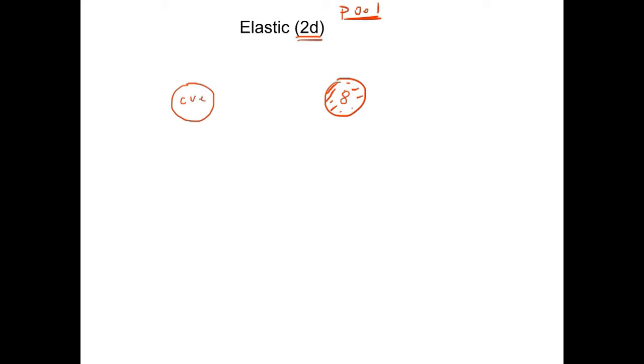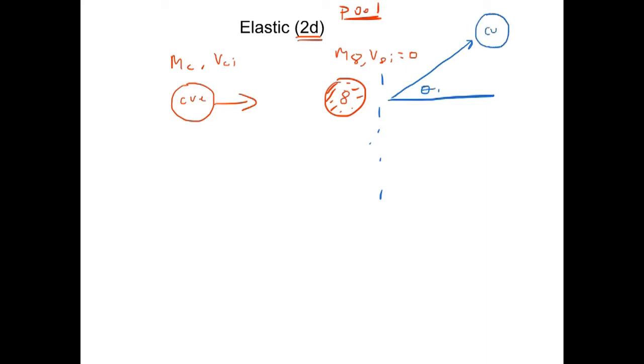So let's say we've got the mass of the cue ball, mass of the 8 ball. The 8 ball is sitting there, so the initial velocity of the 8 ball is 0, and the cue ball has some initial velocity going towards the 8 ball. And when we hit the 8 ball, the cue ball is going to bounce off at some angle to the horizontal, so we'll call that theta 1. And here's our cue ball. And the 8 ball is going to go off at some other angle, theta 2. And there it is.